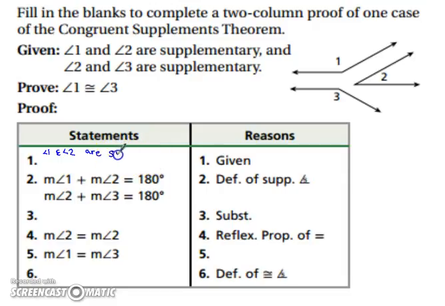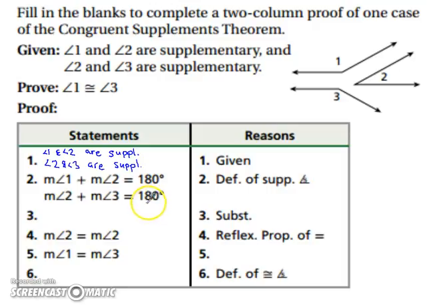Let's try spelling that right. S-U-P-P, supplementary. And angle 2 and angle 3 are supplementary. Alright, so based on the definition of supplementary angles, that means if you were to add 1 and 2 together and 2 and 3 together, you would get 180 degrees.